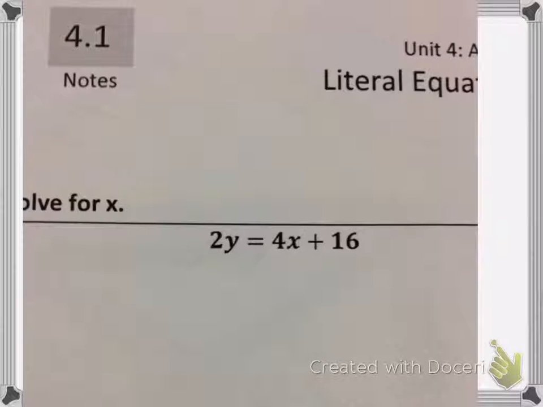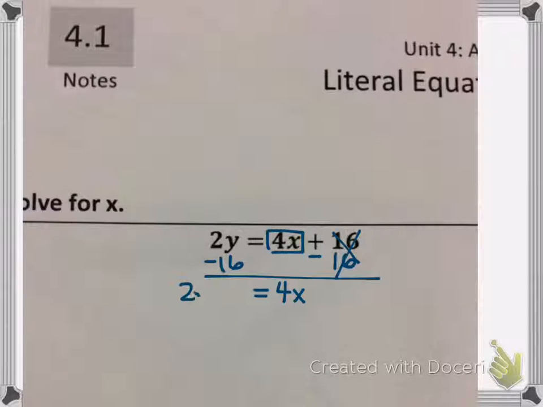I like to use the isolate method where I just look at it, see where it's at, cover it up even, and just move what's not directly attached to it. So this 16 right here is not exactly attached to that x right now. It's not the closest thing to it. So I need to get rid of the 16 by moving it to the other side. Over here it cancels, which leaves me with the 4x. And over here I have 2y minus 16.